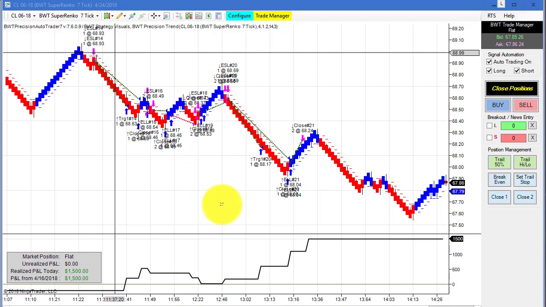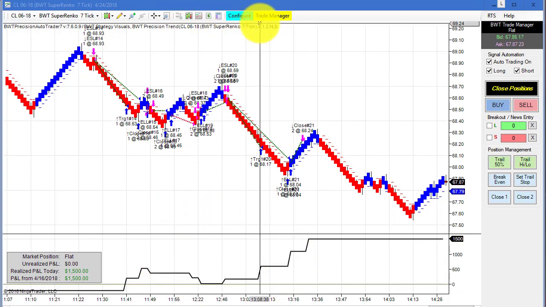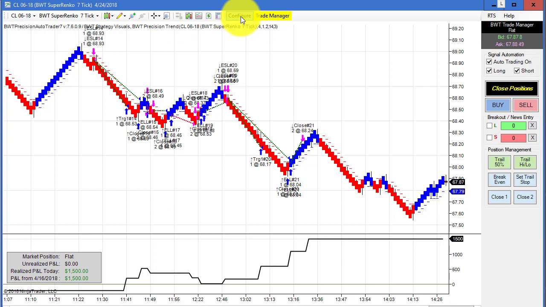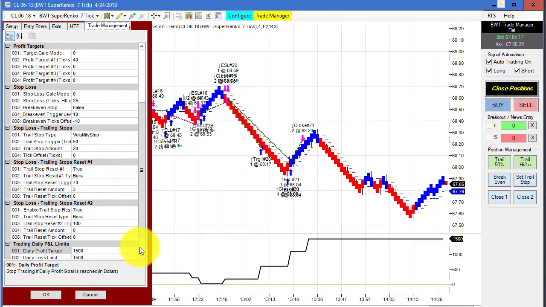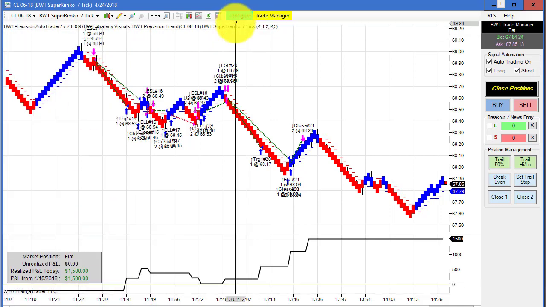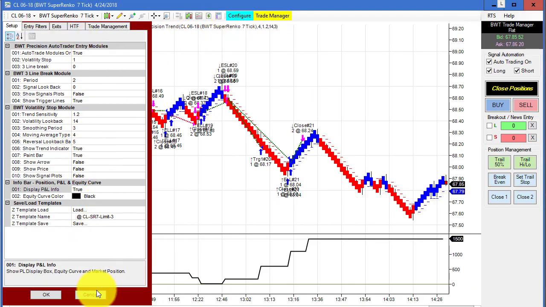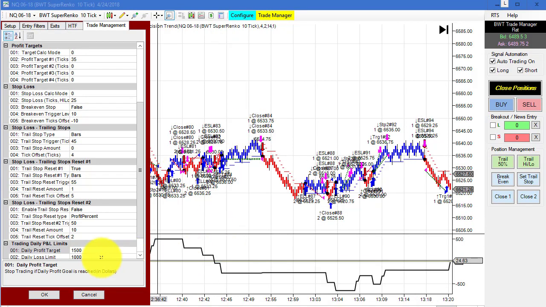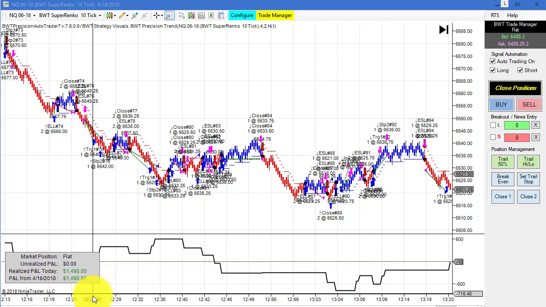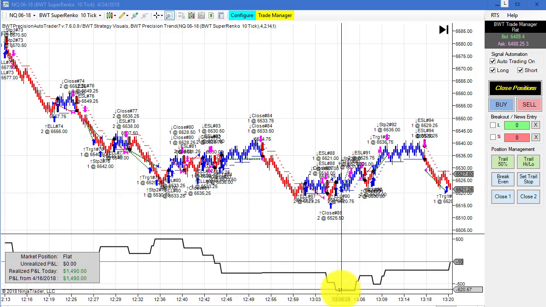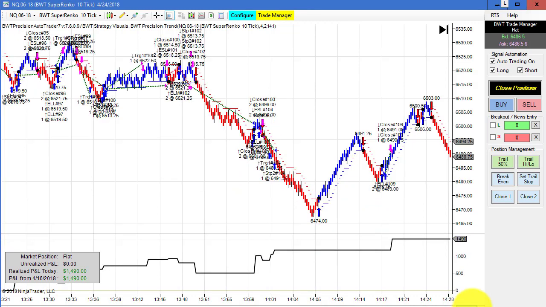Okay, next up is the crude oil on a Super Renko 7 tick, and this did 1,500 for the day. Our daily goal on this is approximately 1,500, so we hit our goal with no slippage on this chart. Here is our template. Okay, next up is the Nasdaq on a Super Renko 10 tick, and this hit its goal of 1,500, and this chart was quite active, probably more active than it usually is. It looks like our peak drawdown here was about 650, 325 per contract, and then we came up here and hit our goal by around the 2 o'clock hour.